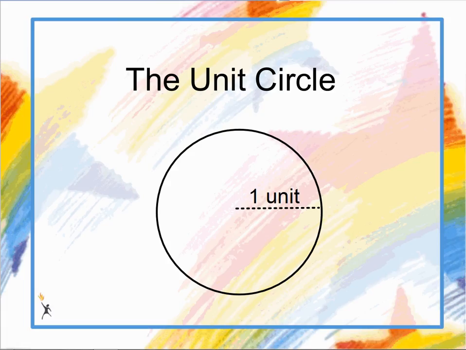So the unit circle, remember, is simply a circle with radius 1. It can be 1 inch, 1 centimeter, 1 foot, 1 mile, whatever, as long as our radius is 1.